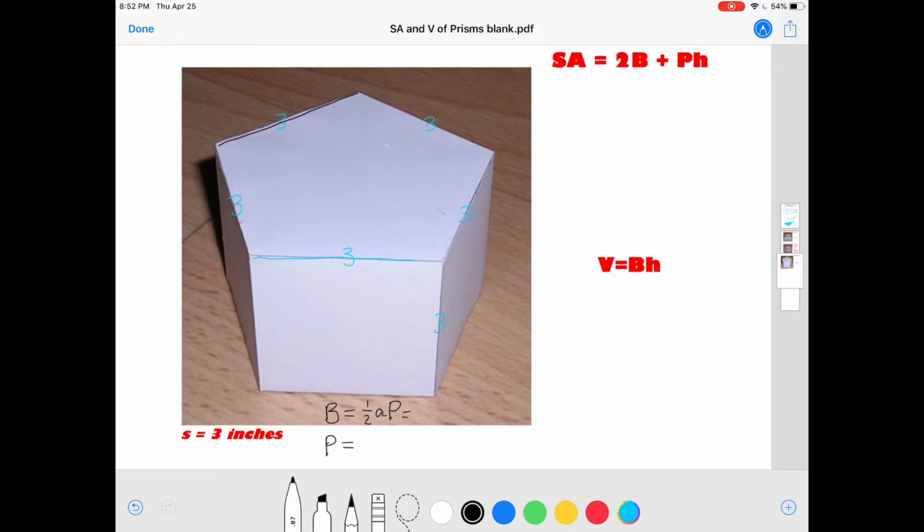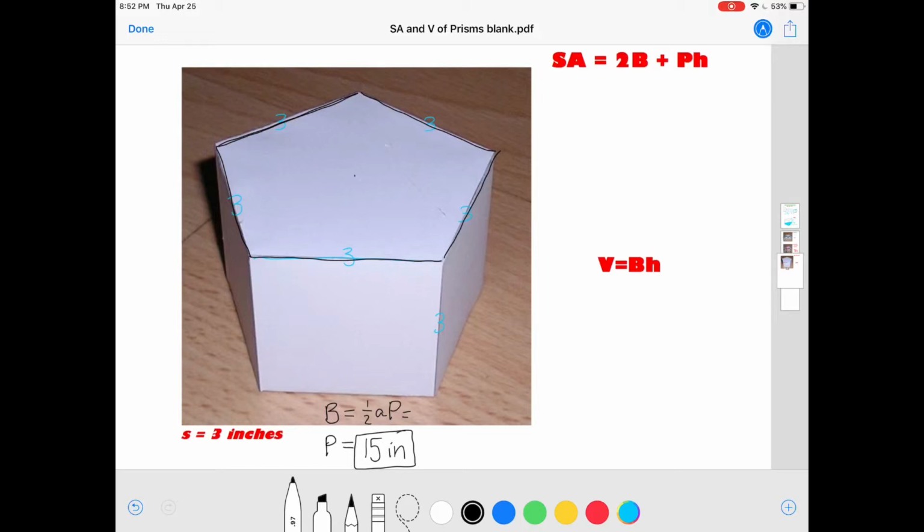So let's do P first. What does P stand for? Perimeter of the base shape. And so the perimeter of the pentagon would be 3 plus 3 plus 3 plus 3 plus 3. So each of those pentagons has a total perimeter of 15? In this case, we're in inches. Great. Let's work on that area.